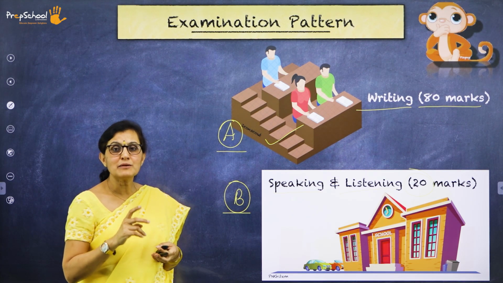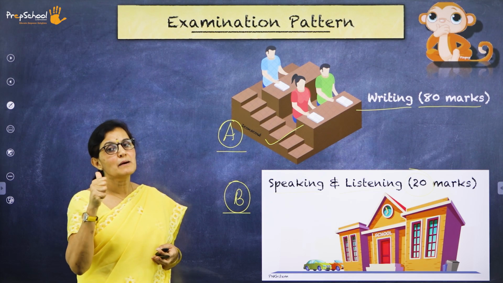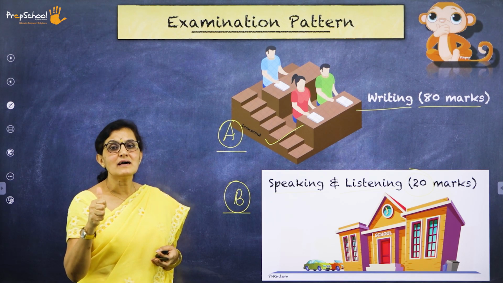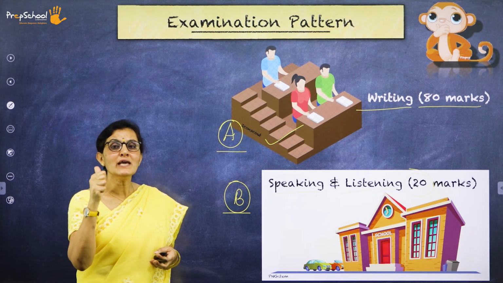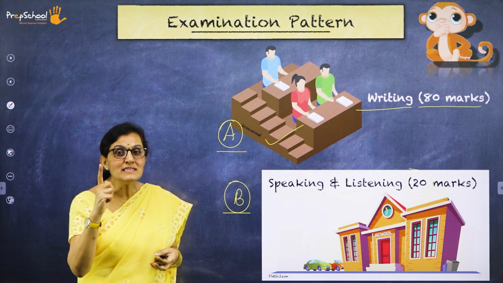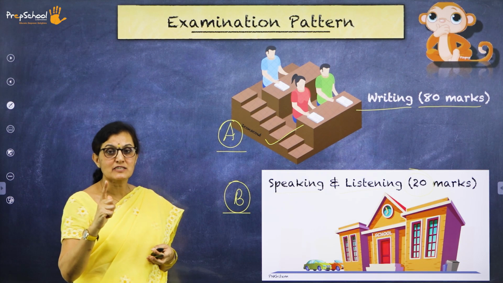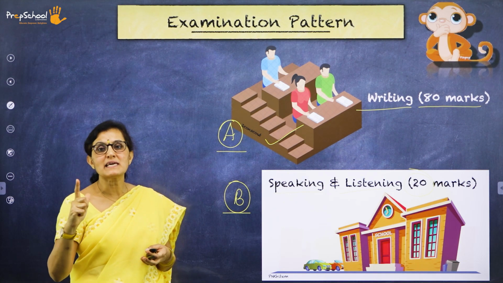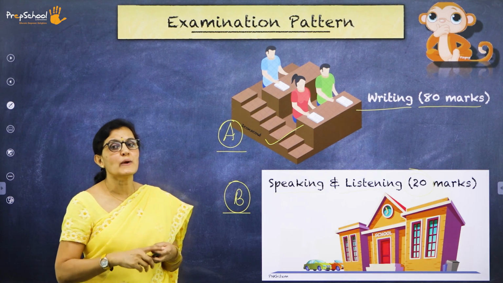Your examination pattern is of two parts. Part A, you are answering a question paper that is set for 80 marks. And Part B, you are having an internal assessment. You are assessed for your listening and speaking skills, and that is for 20 marks.